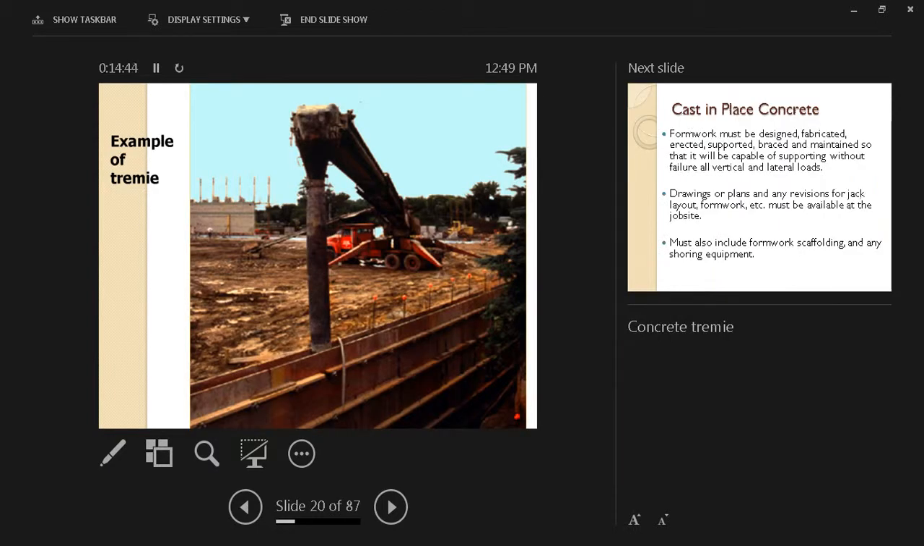So here we have the picture of a tremie that's being used to convey the concrete. In this case, we are using a conveyor belt to drive the concrete to the place, and then it falls through the tremie to try to minimize the scattering and sputtering of concrete all around.